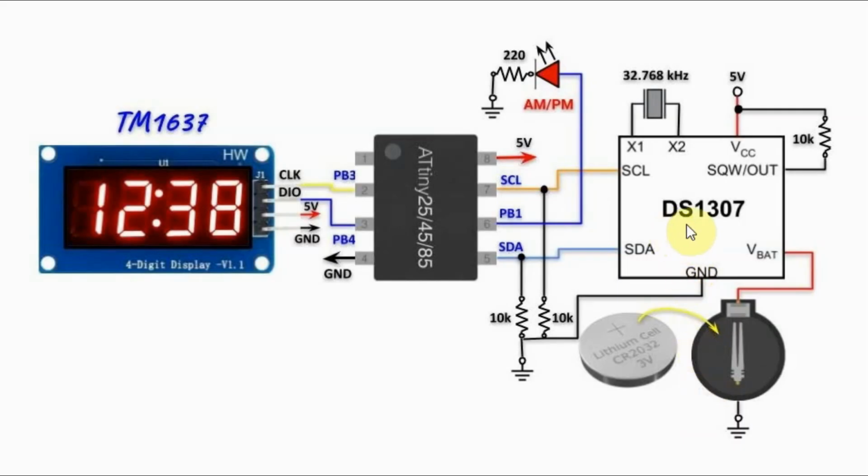In this video we have the DS1307 real-time clock interfaced with the ATtiny85 microcontroller through the serial clock line and the serial data line of the I2C. And we have the TM1637 interfaced with the microcontroller, where the clock line is connected to pin PB3 and the data is connected to pin PB4. And we also have an LED, which indicates whether we have AM or PM, connected to digital pin PB1 of the microcontroller.